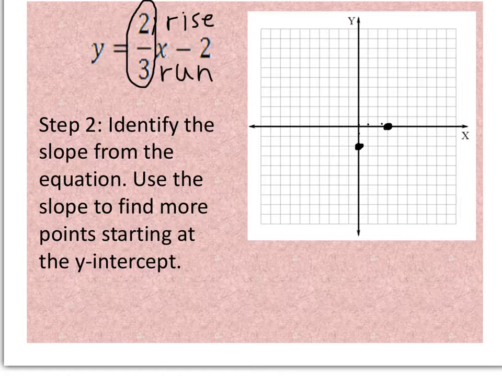Now from that point that we just plotted, we use our slope again. We rise 2, 1, 2, and we run 3. 1, 2, 3. Now we should be at the point of 6, 2. Okay, as long as you've got 3 points, that's all that really matters. And if you'll notice here, we have created our slope stair steps. All right.